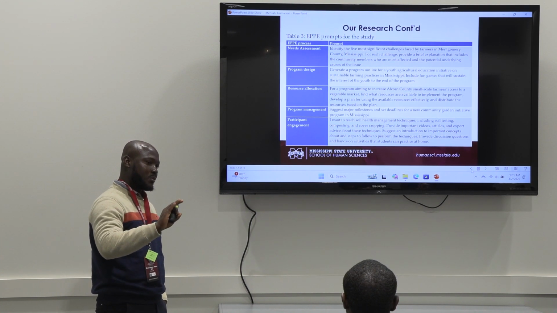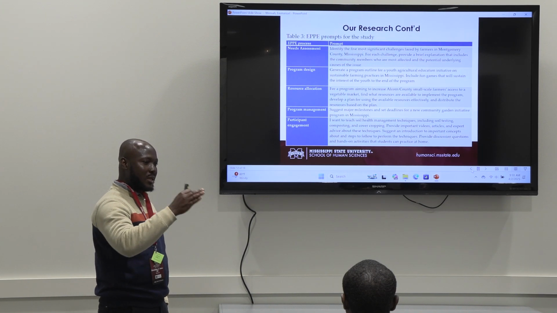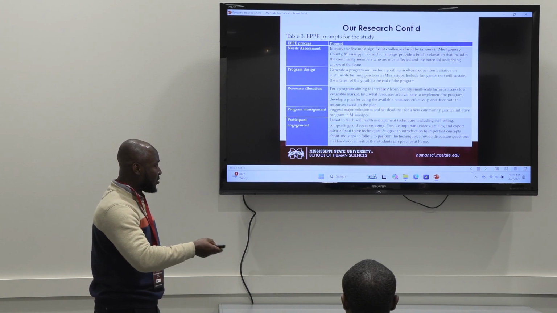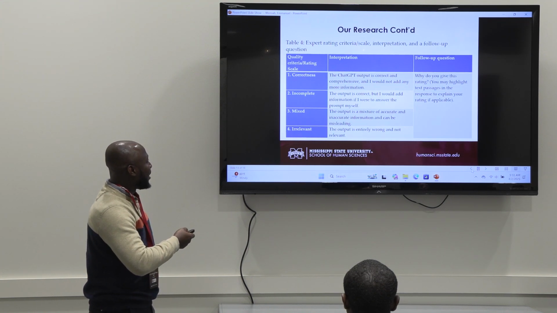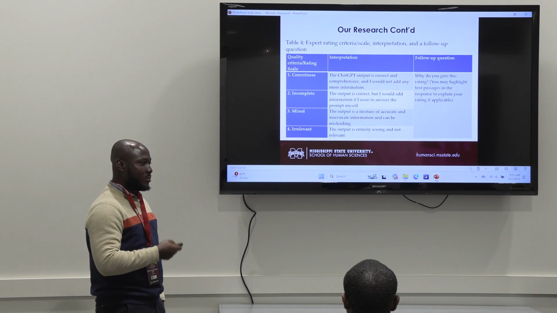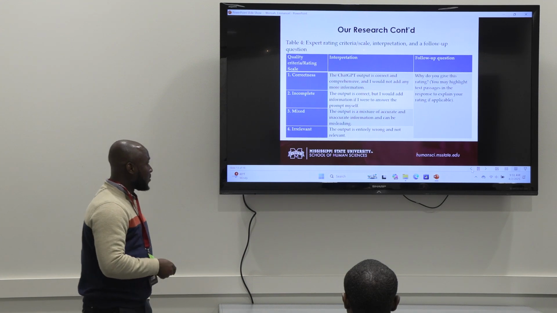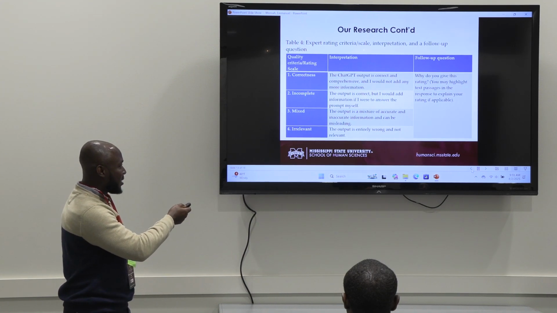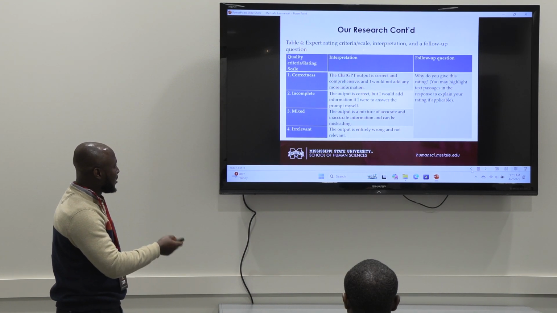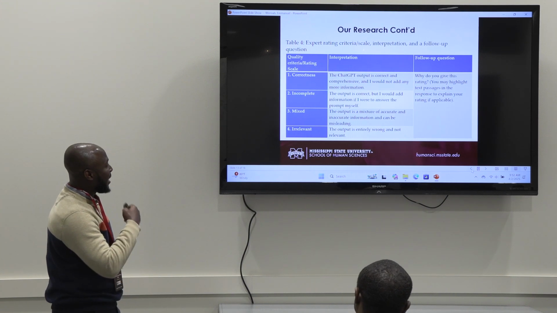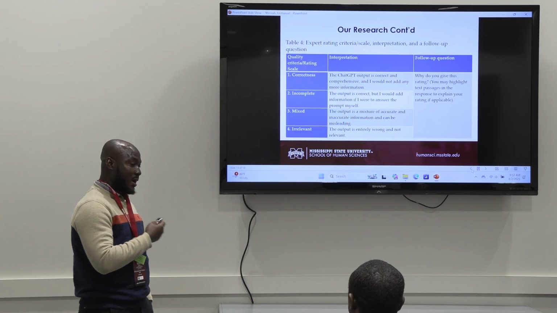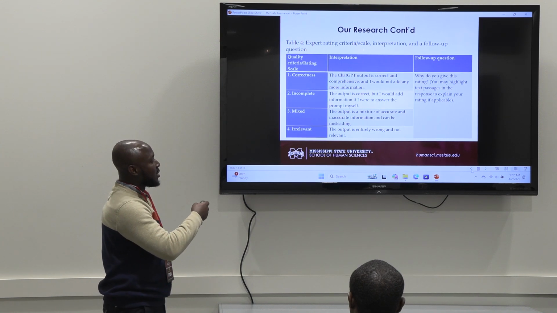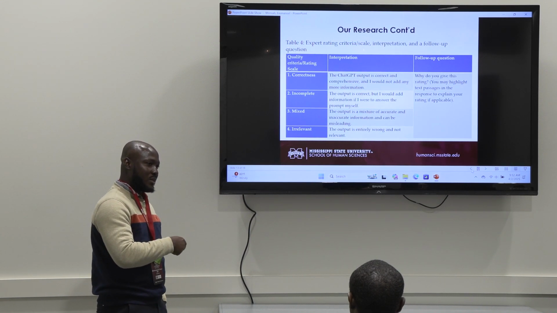We will present those responses to the experts and ask them to rate the responses according to some set criteria. These are the criteria that we are going to ask the specialists to rate the responses against. So if it is correct, these are the interpretations. If it's incomplete, mixed or irrelevant. And in addition to the ratings, we are also going to ask the specialists to give justification for the ratings that they will give.